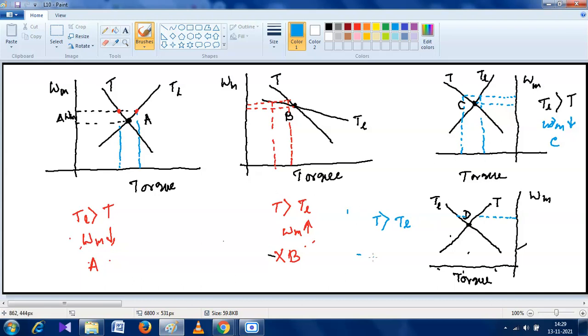So D is unstable. A is stable, B is unstable, C is stable, and D is unstable.